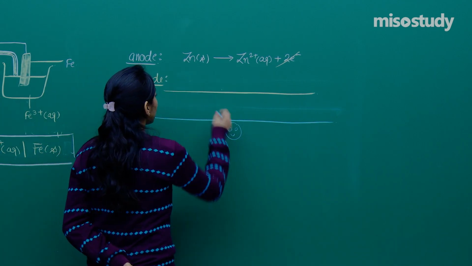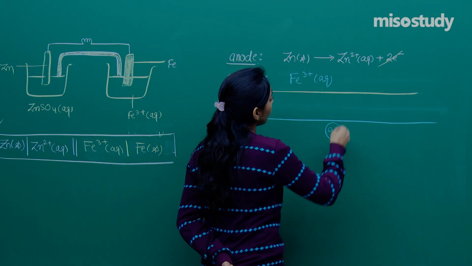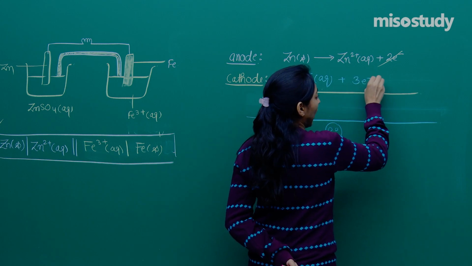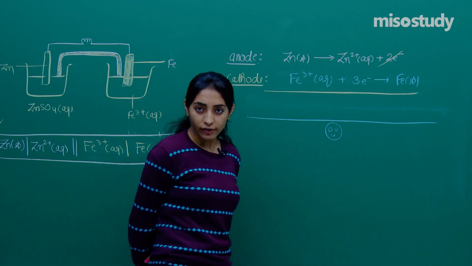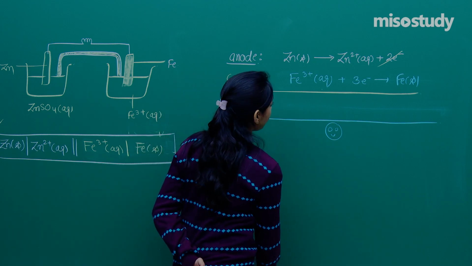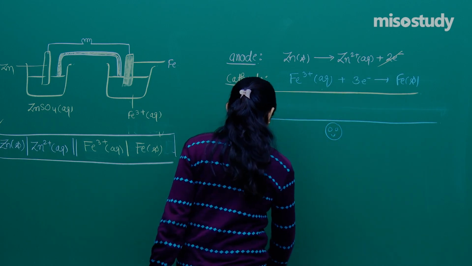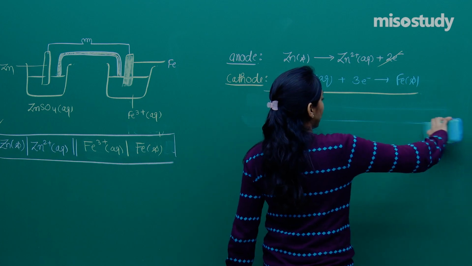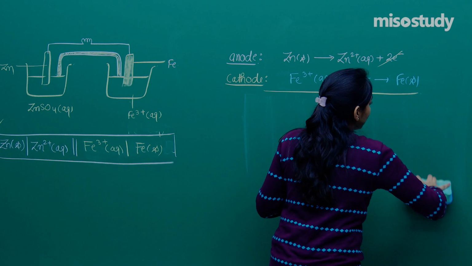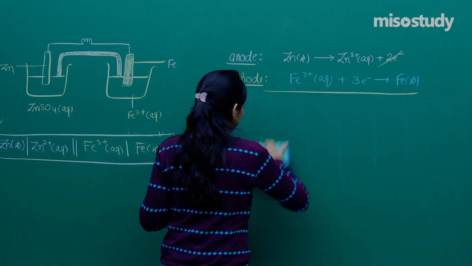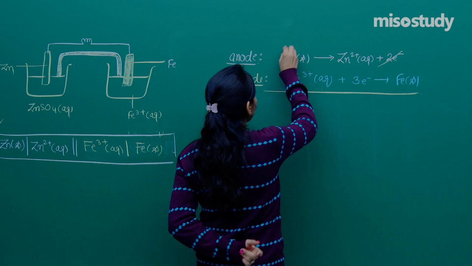So in the cathodic terminal you can say reduction is taking place. Fe3+ aqueous will accept 3 electrons and become iron solid, right? Then what will I say? Since here 2 electrons are given and here we have a total of 3 electrons, we need to make it the same number. In maths, you people would have studied something related to HCF and LCM, right? So all those things are to be taken into consideration here also.